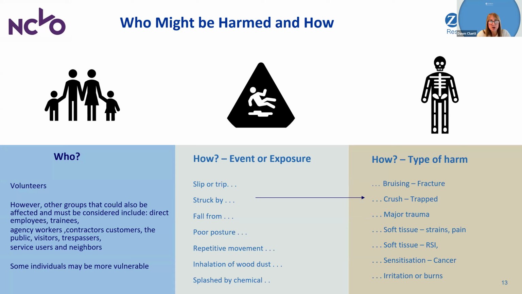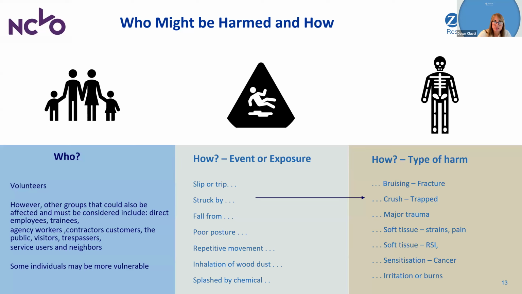So how could a volunteer be harmed? A slip or trip might lead to bruising or perhaps a fracture, or being struck by something which could cause fracture or concussion, or a fall could cause anything from a bruise up to a major trauma, or potentially, if it was a fall from height, maybe even death.